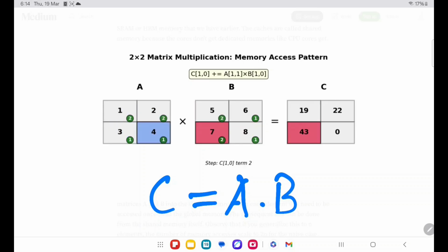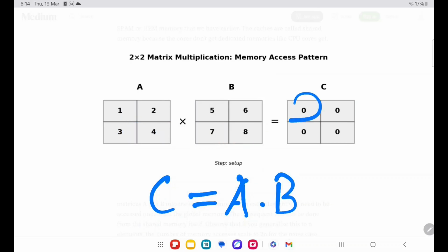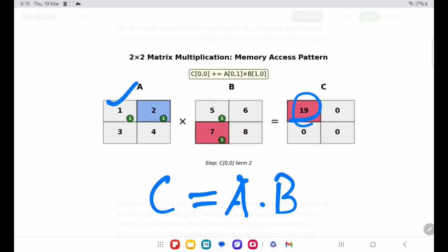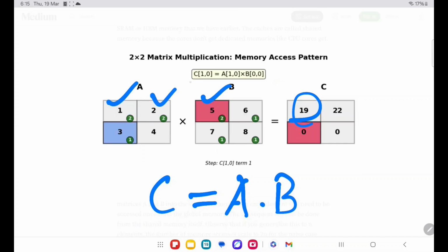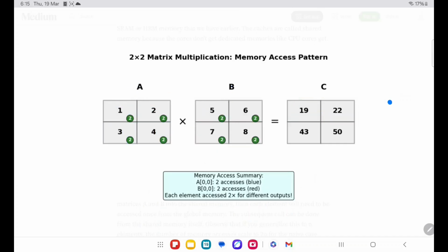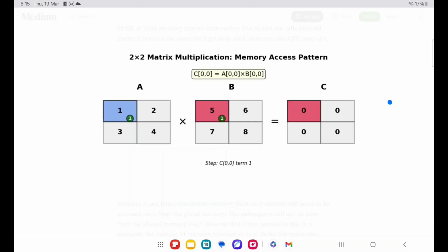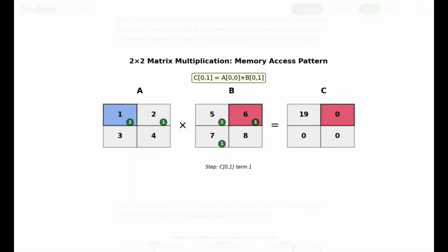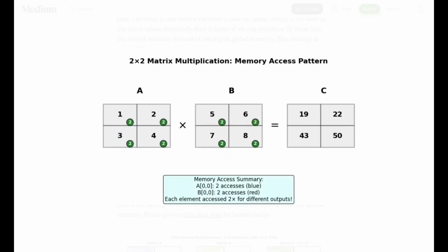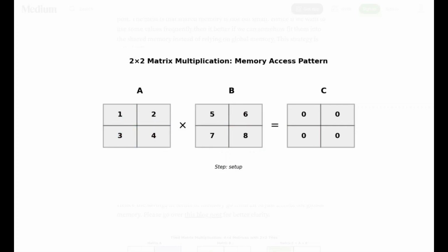In the above example, to compute the first element in the output C, this is, as you can see, 1 into 5 plus 2 into 7. In this way, you can fill up the rest of the elements in matrix C as well. Observe that to compute each element in C, you will need to access each element in the input matrices twice.